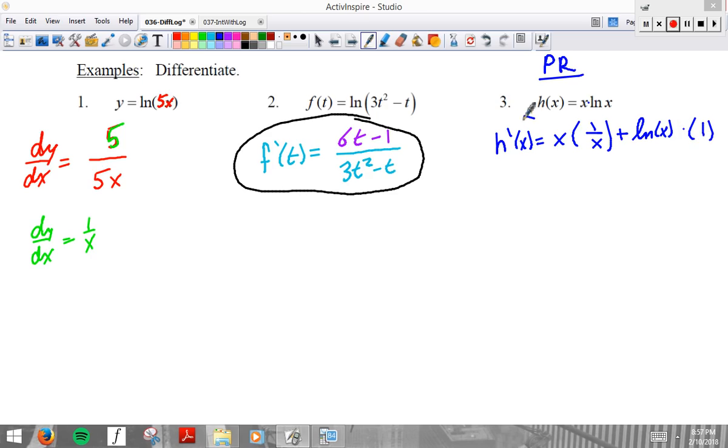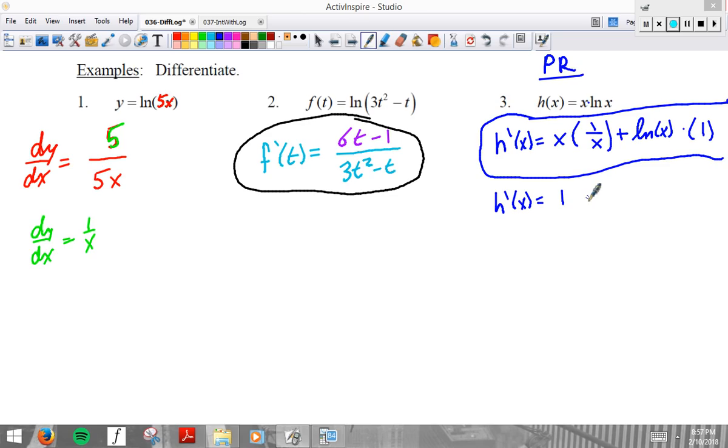And again, this is a perfectly acceptable final answer. But if you want to simplify it, you would get something kind of interesting. You would get 1 plus natural log x. It's only kind of interesting. Don't worry about it too much.